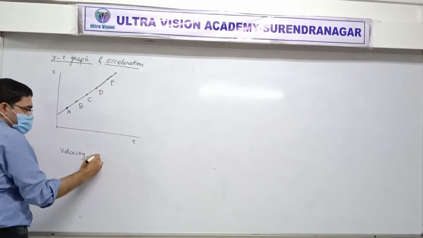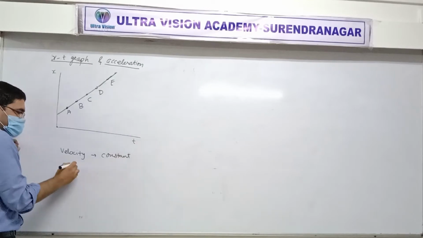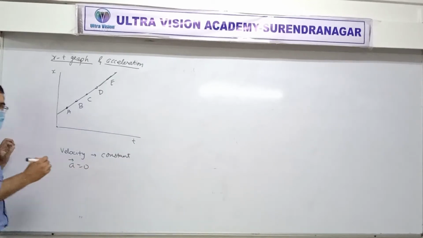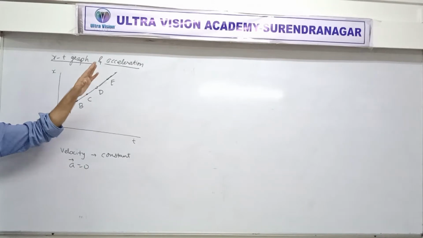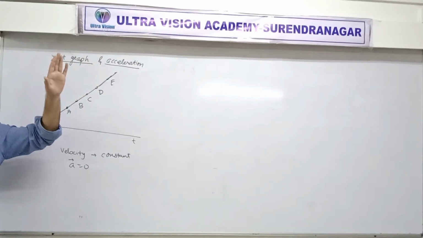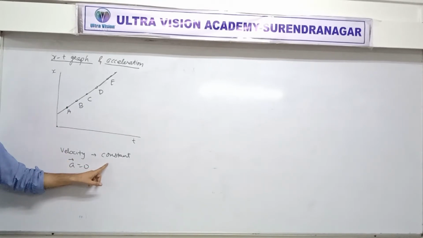So if velocity is remaining the same, that is constant at every point, how much will be the acceleration? Zero. Is that clear? If velocity is constant, the acceleration is zero. So whenever the x-t graph is a straight line, the acceleration will be zero because velocity is constant. Did you understand that? Yes.